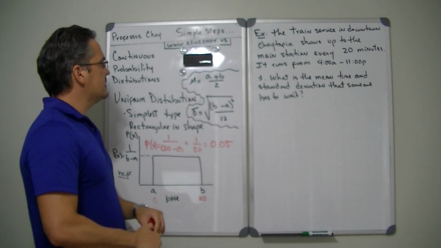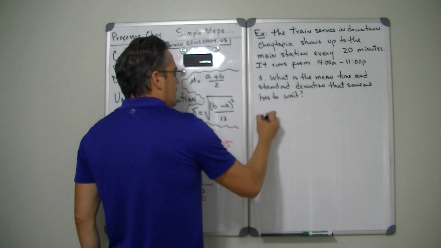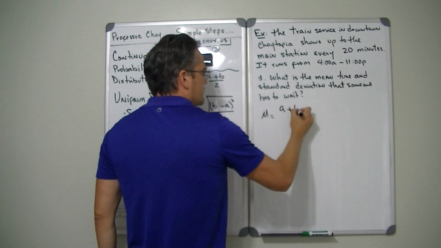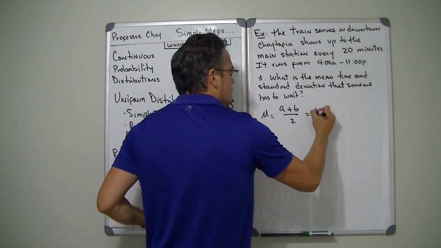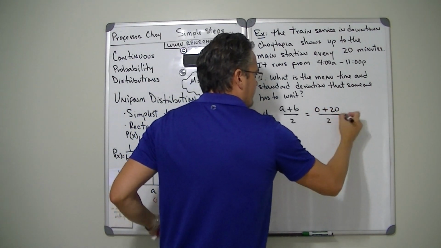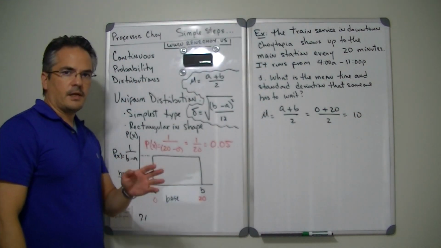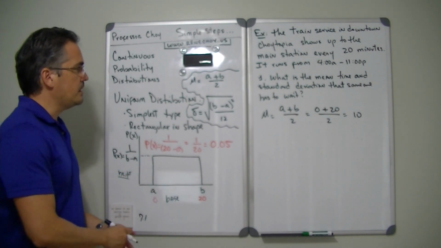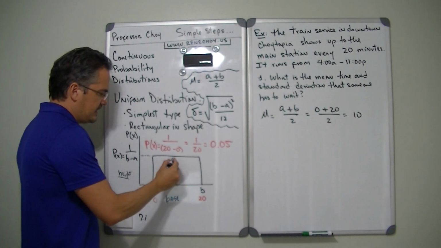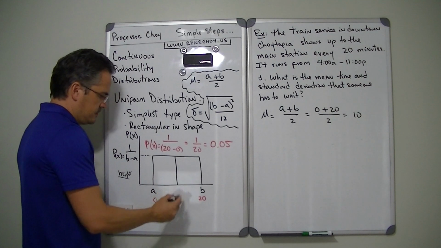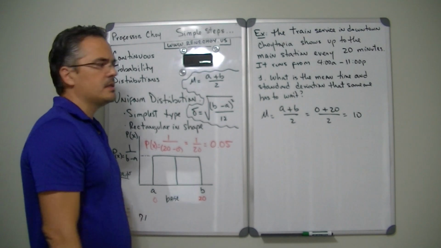Alright, so this is how you calculate the mean for this probability distribution. So mean is equal to (A plus B) divided by 2. Now we know our A is 0, our B is 20, divided by 2, so that is 10. So the mean time that somebody has to wait for this train is 10. And that seems obvious, by the way, because it's a number exactly in the middle between 0 and 20. Therefore, that is the average time or the mean time that somebody has to wait.